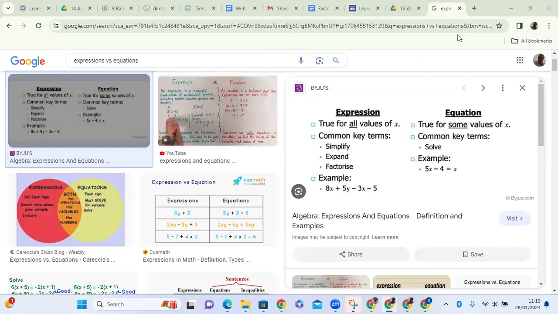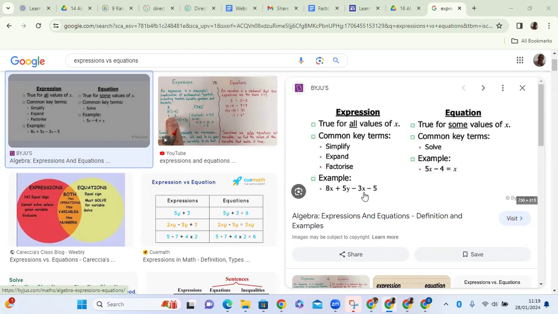Before we move on, let's clarify the difference between an expression and an equation. On the website, for expressions you have: true for all values of x, common key terms: simplify, expand, factorize. So the commands you will be given with regards to expressions are most likely to simplify them, expand them, and factorize them. And here you have an example, 8x plus 5y minus 3x minus 5. If you notice, this expression does not have any equal sign.